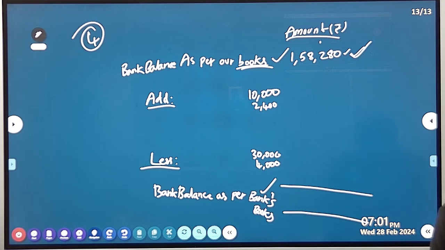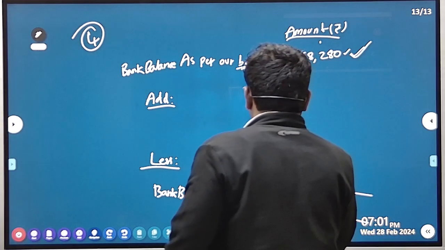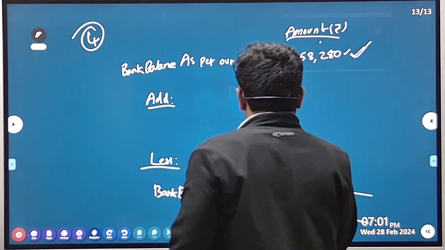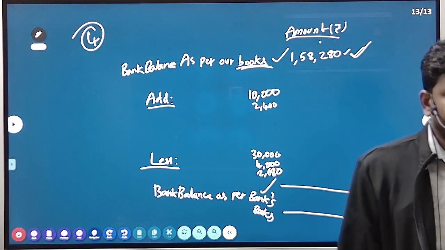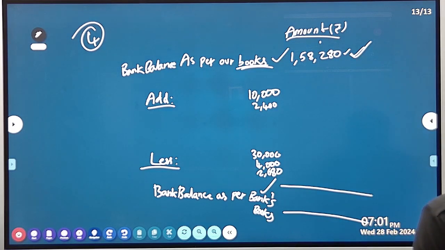समझ गया? तो हमने क्या किया? चेक डाल दिया 2,080 का. हमारा बैंक बैलेंस ज्यादा दिखाते हैं हमारा बुक्स में, एक्चुअली वो डिसऑनर हुआ है. समझ गया? उसको माइनस करो 2,080. Clear na? To reach the bank's balance, you have to reduce from your balance.